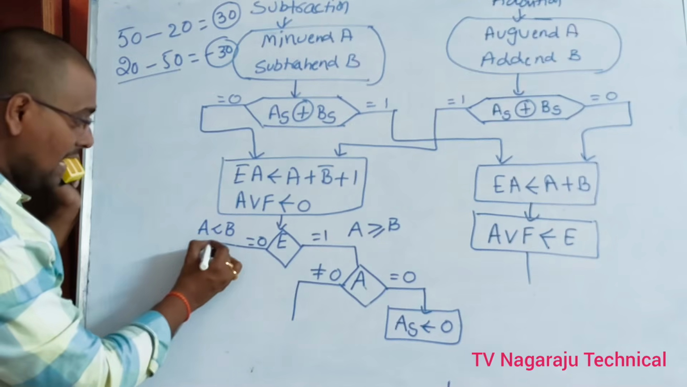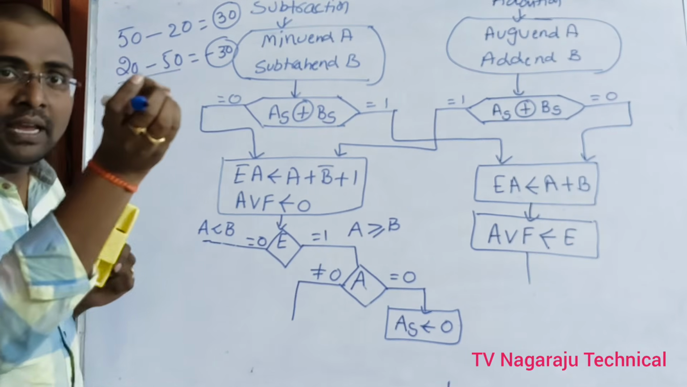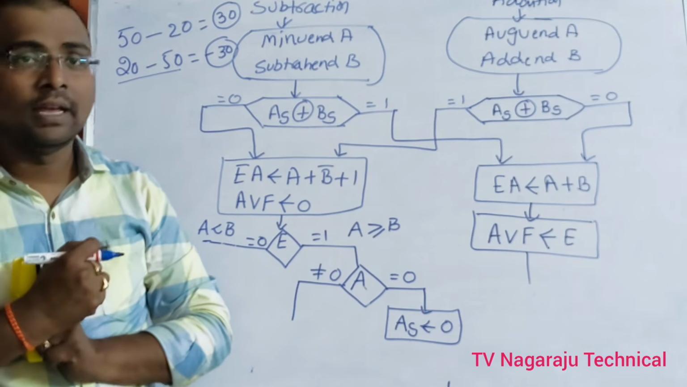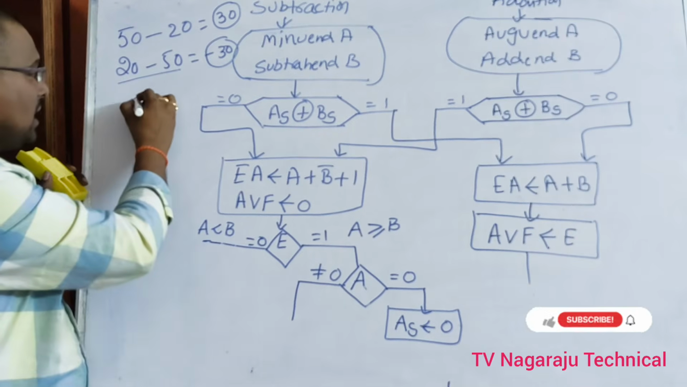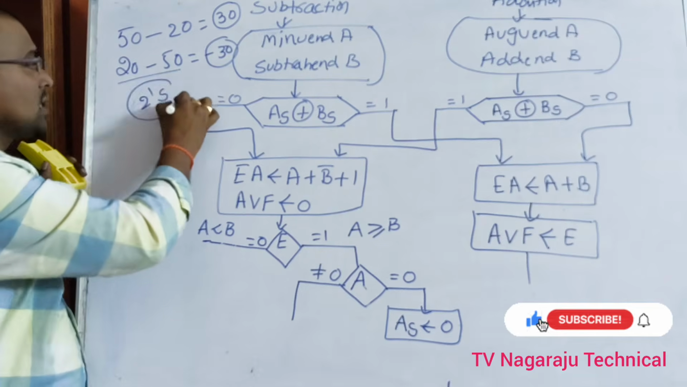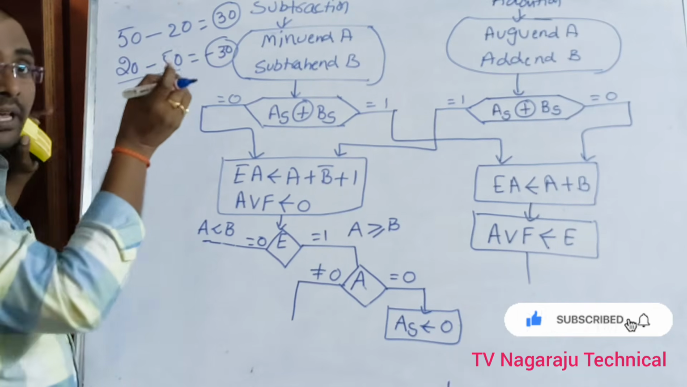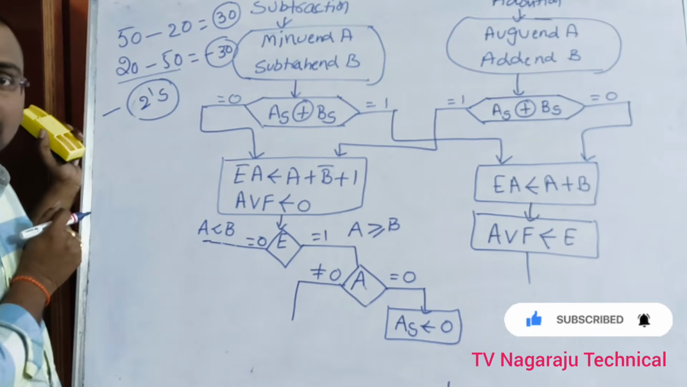Now, A less than B. What is the case? I already said, if you are doing the A less than B operation, there is no carry. If there is no carry, the result is in the wrong form. Now you need to take the 2's complement of the result. I think you know the operations. You need to take the 2's complement of the result and then add a minus sign.